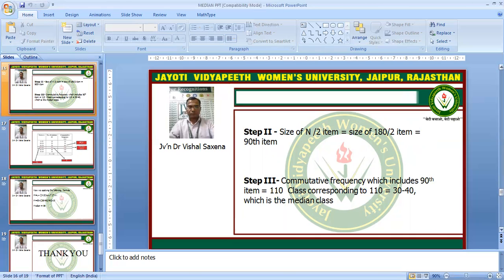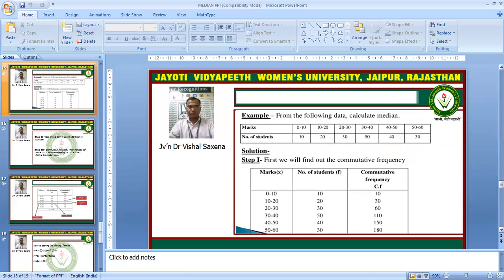The next step is the cumulative frequency which includes the 90th item, which is 110. We have to see the table again. Because 90 is not present in the cumulative frequency column, the next bigger value than 90 is 110, and corresponding to 110, the class interval is 30 to 40. So 30 to 40 is called the median class interval, where L is equal to 30, the lower limit of median class interval.